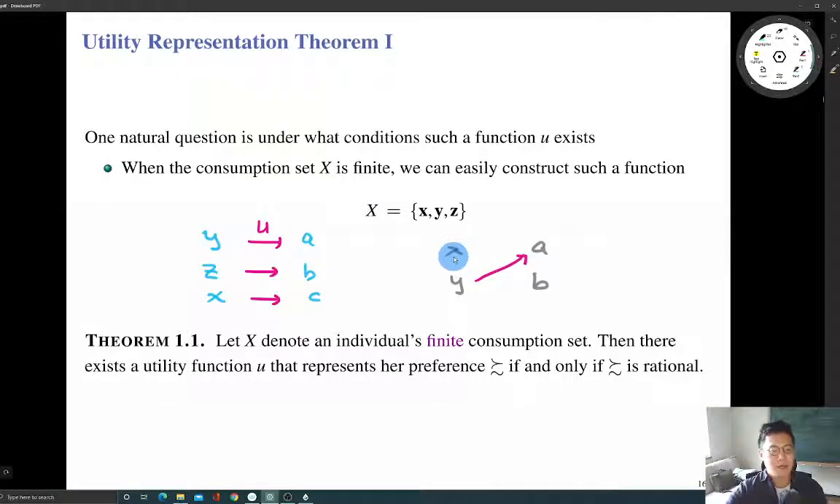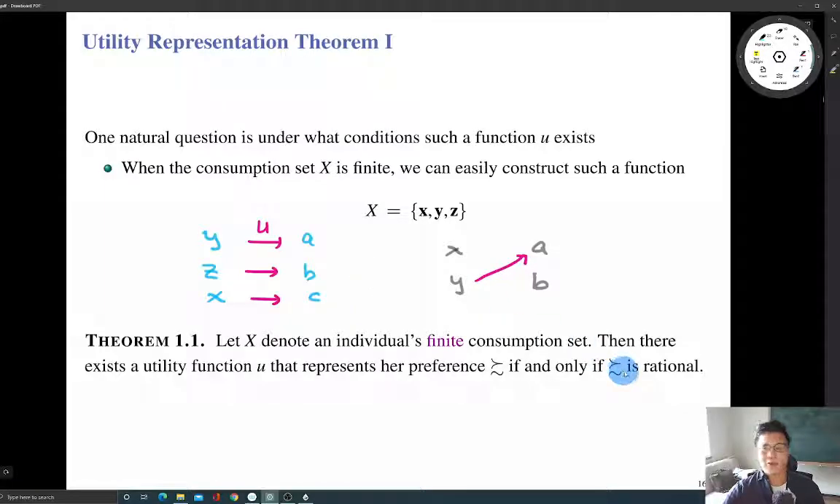That means it is left like this. So we can't assign some element in the domain to real numbers. Then it is not a function anymore, right? So we don't have a utility function. So if the preference is incomplete, we can't make a function between these 2 sets, okay? So consumption set and real numbers.